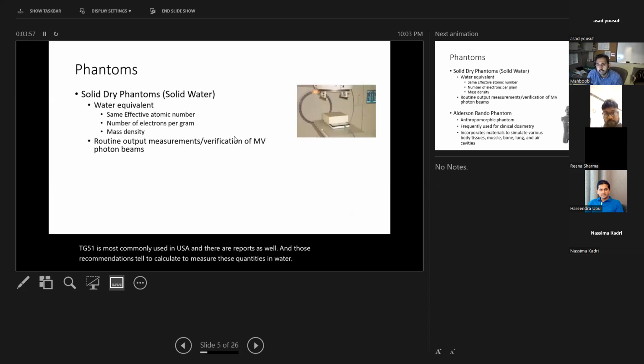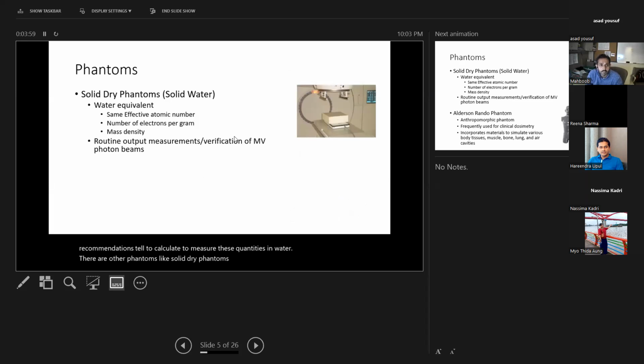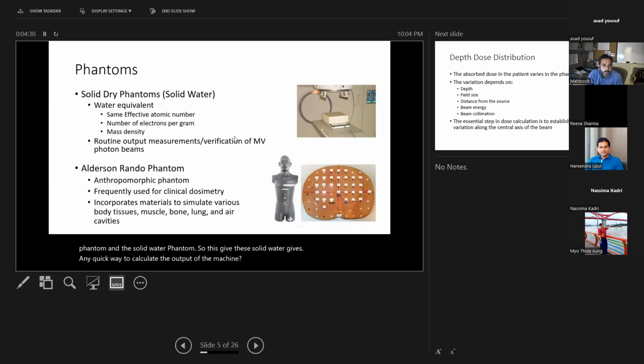There are other phantoms like solid dry phantoms, which are commonly called solid water. They are commonly used in almost every clinic. They have the same effective atomic number, electrons per gram, and mass density as water. In my clinic, I have personally calculated that there is very little difference between using the water phantom and the solid water phantom. So solid water gives a very quick way to calculate the output of the machine.